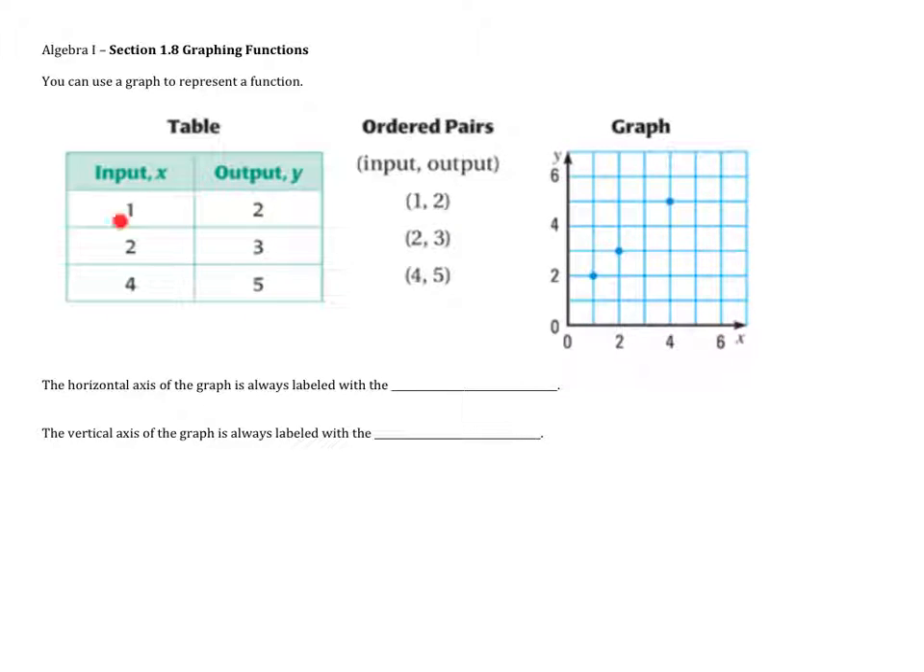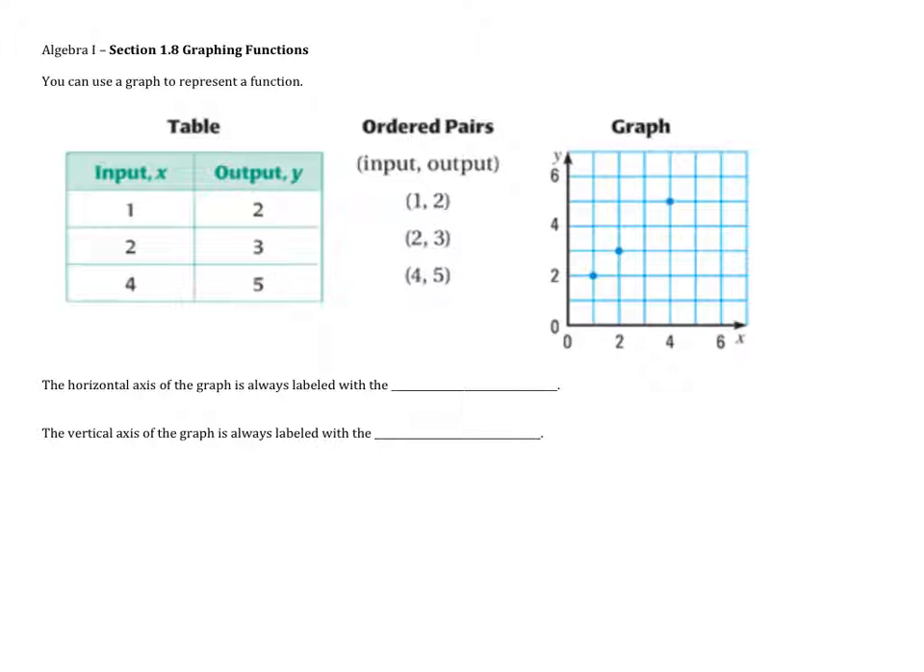So we can change our input-output table into ordered pairs. So instead of input 1, output 2, we just say we have an ordered pair, (1, 2), and (2, 3), and (4, 5). So then what we'll do is just take that list of ordered pairs and graph them on a coordinate plane. So remember, if it's (1, 2), that means I'm going to go to the right 1 and up 2. At (2, 3), I go to the right 2 and up 3. At (4, 5), I go to the right 4 and up 5. So here's a graph that represents that function that we were given in the table.